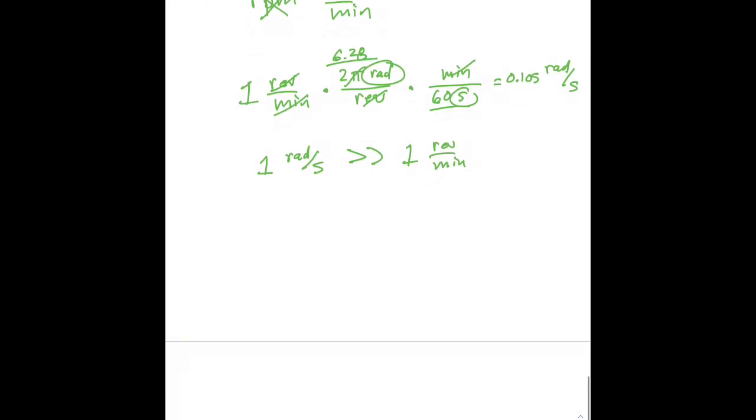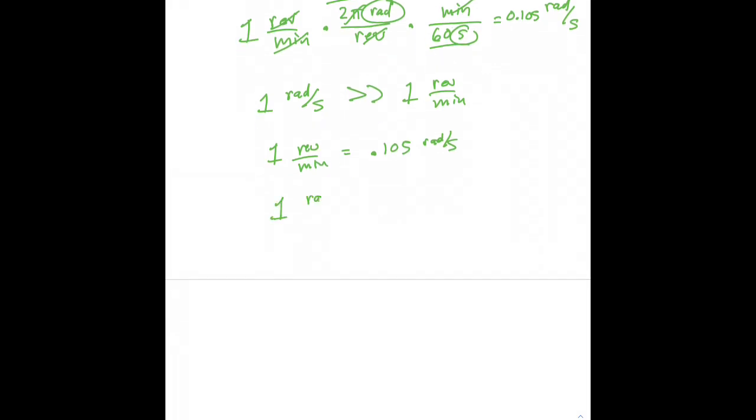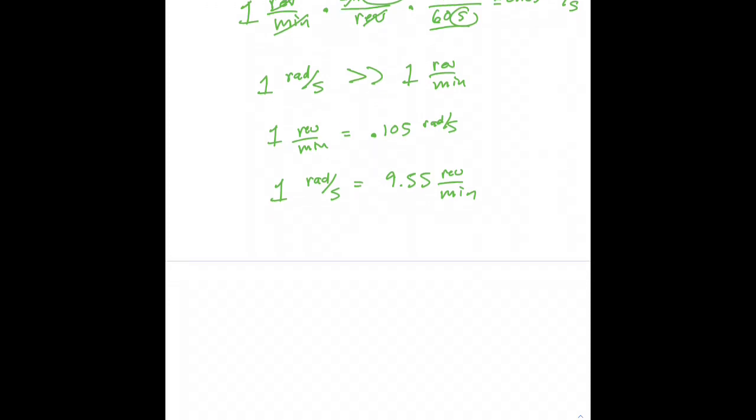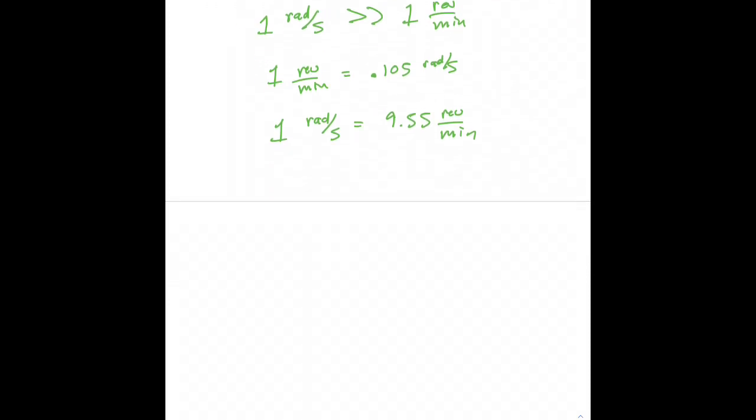Another way of saying it, if 1 revolution per minute is equal to 0.105 radians per second, then it must be true that 1 radian per second is equal to about 9.55 revolutions per minute. If you spin something around in a circle at exactly 1 RPM, then it would travel 360 degrees in 60 seconds. But if you were to spin the same object at 1 radian per second, then it's going about 57.3 degrees in only 1 second.